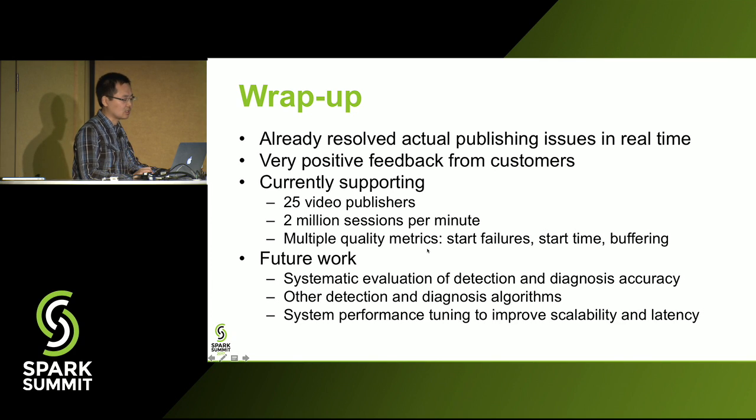So in the future, we need to come up with a more systematic way to evaluate the accuracy of the detection and the diagnosis algorithm. This is hard because whether a spike is an anomaly or not depends on our customer's definition of impact. So we have to collect customers' feedback on each alert we fired. Other than that, we also need to try different detection and diagnosis algorithms, as well as tune the system to improve scalability and latency.